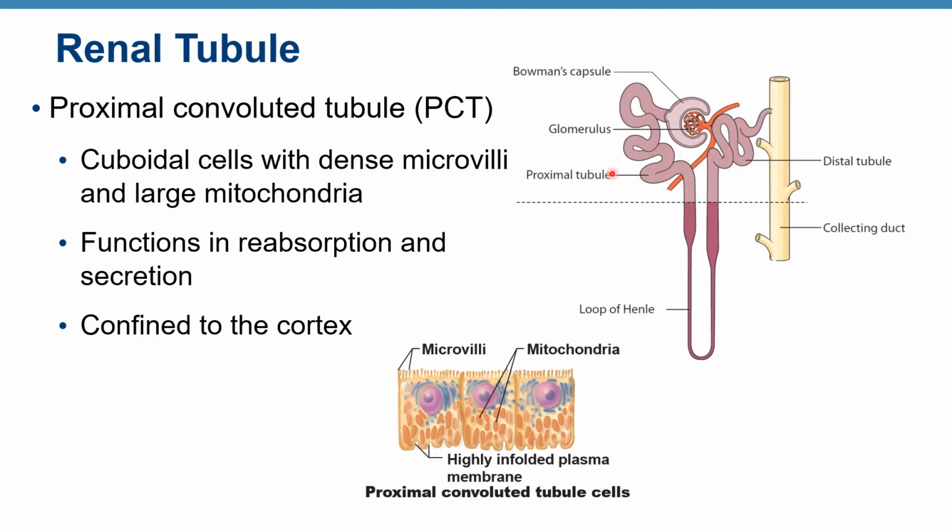Now, renal tubule. From the renal corpuscle, we're moving to the proximal convoluted tubule, PCT. The cells that make this tubule are cuboidal cells. You can see them right here. So the cuboidal cells with very dense microvilli, and function is reabsorption and secretion.